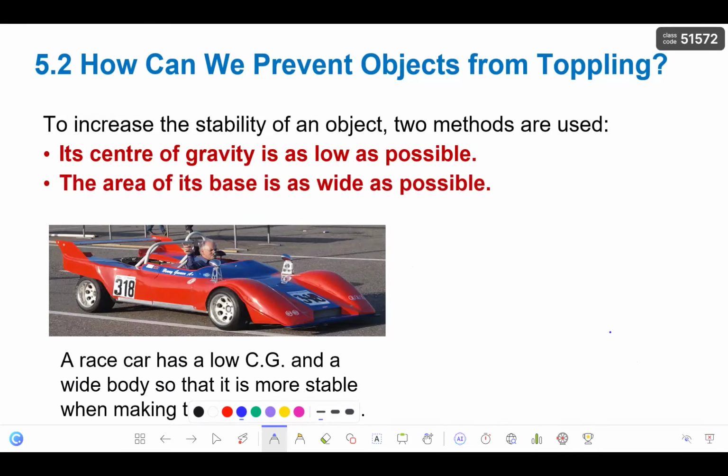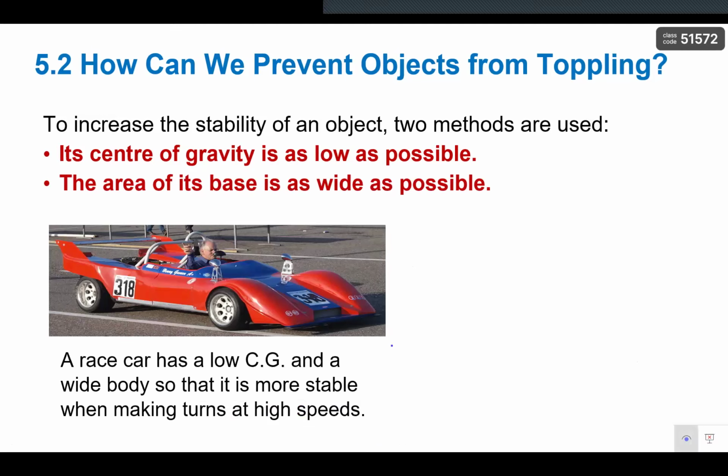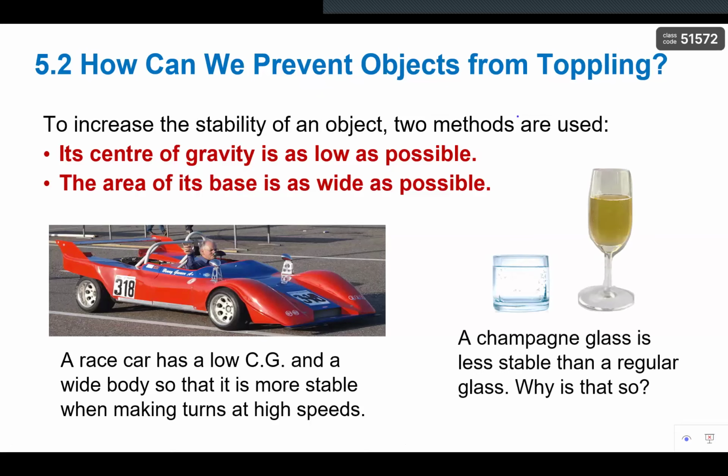So this explains why for your racing car, let me hide this first, your racing car is very low, so it has a very low center of gravity, and then the wheels are usually at the side to increase the base area. So your racing car has a very high stability to prevent it from flipping when it's turning at high speed along the bends. The same for this.